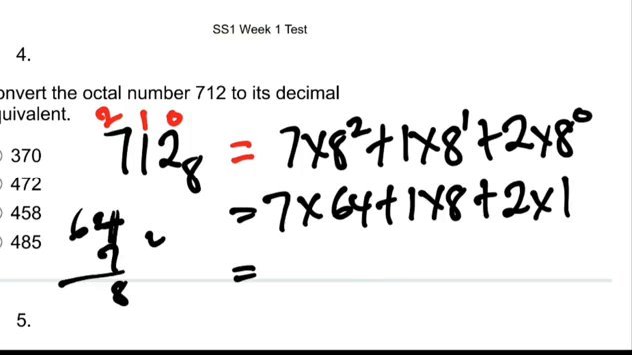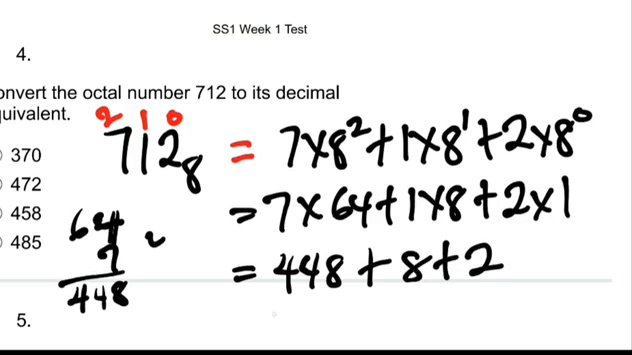Sorry. So 7 times 6 is 42. That's 44. So this will be 44. 8 plus 2. So this will give us, when we add everything together, 458. 458 base 10, which is this one.